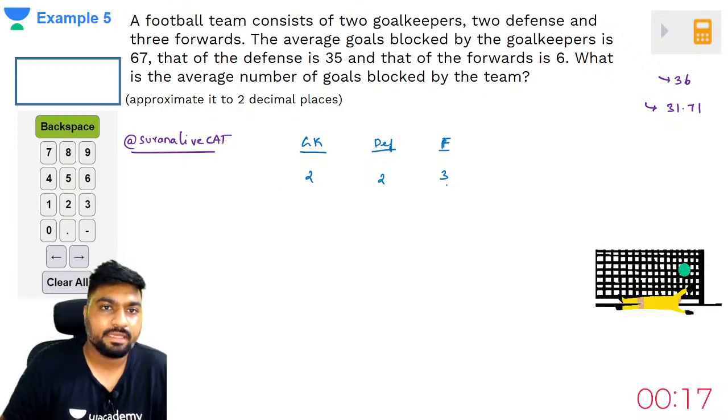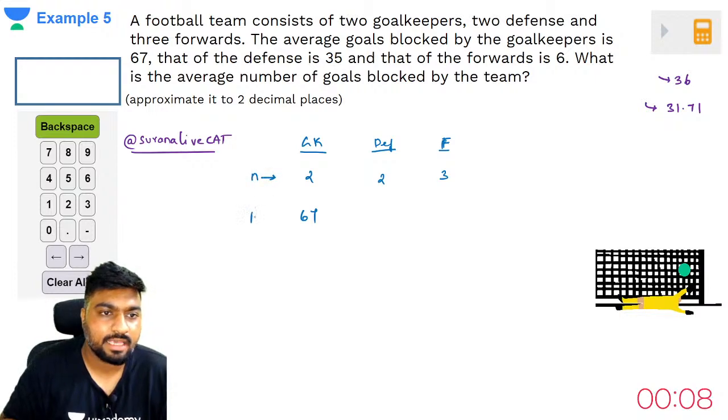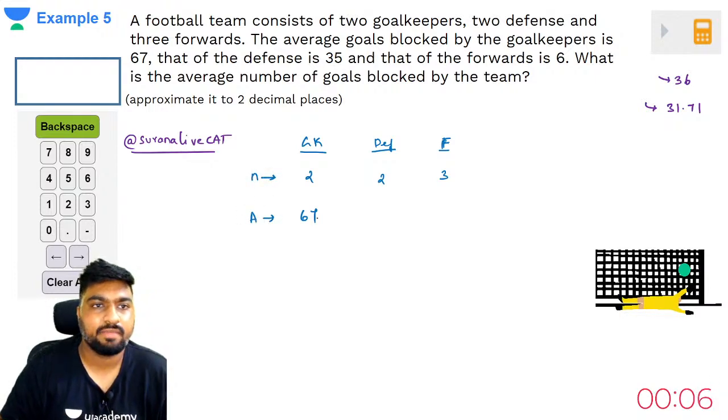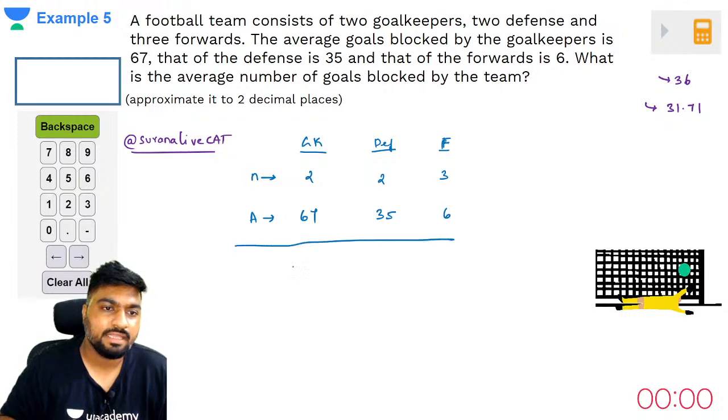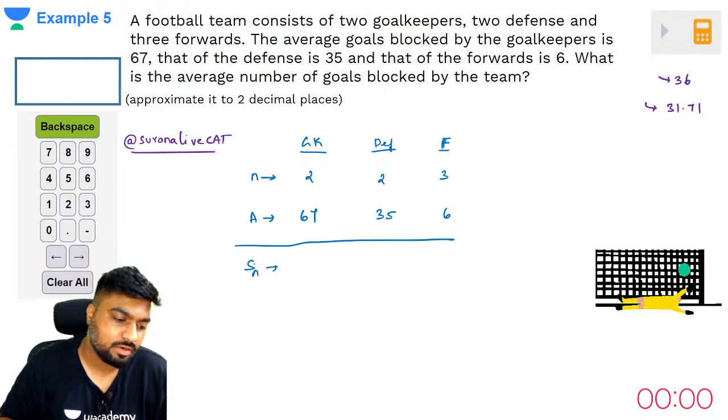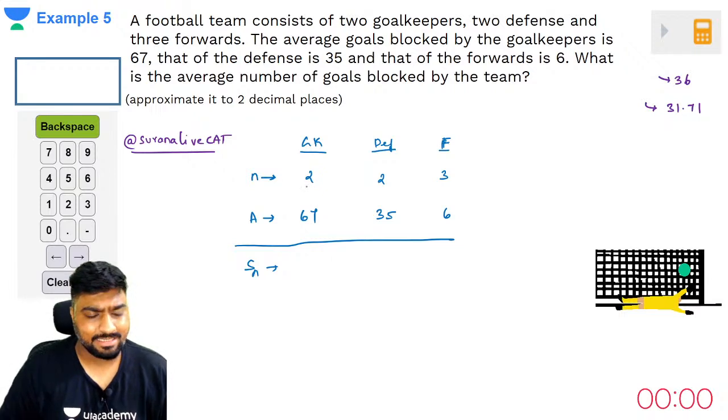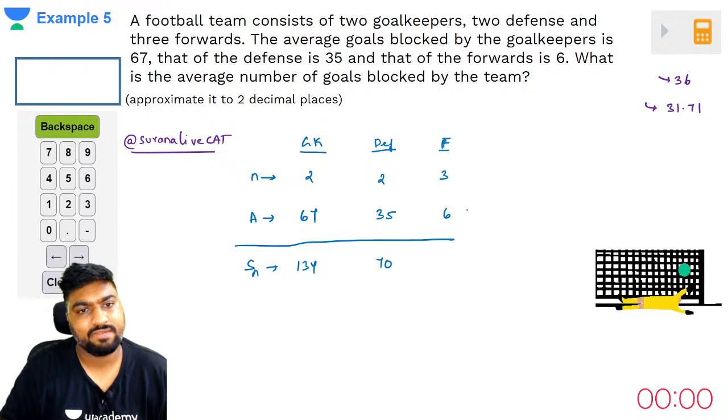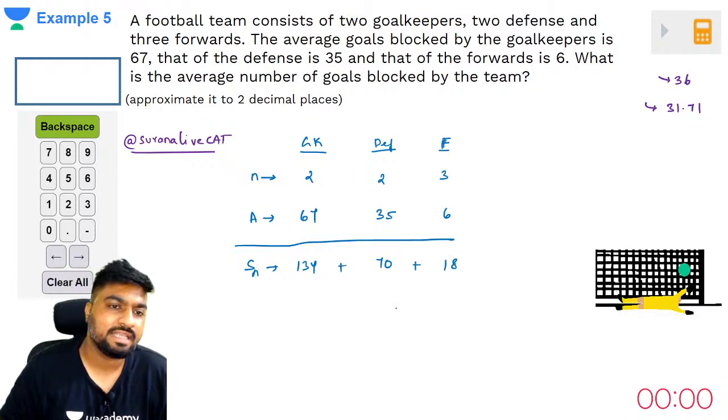These are the number of players, and average goals blocked by the goalkeepers is 67. This is the number of people, this is their average. 67 by goalkeepers, 35 by the defense, and forwards have blocked 6. So what will be their overall sum? 67 into 2, 134. 35 into 2, 70, and 6 into 3, 18. These are the overall goals that they have blocked.